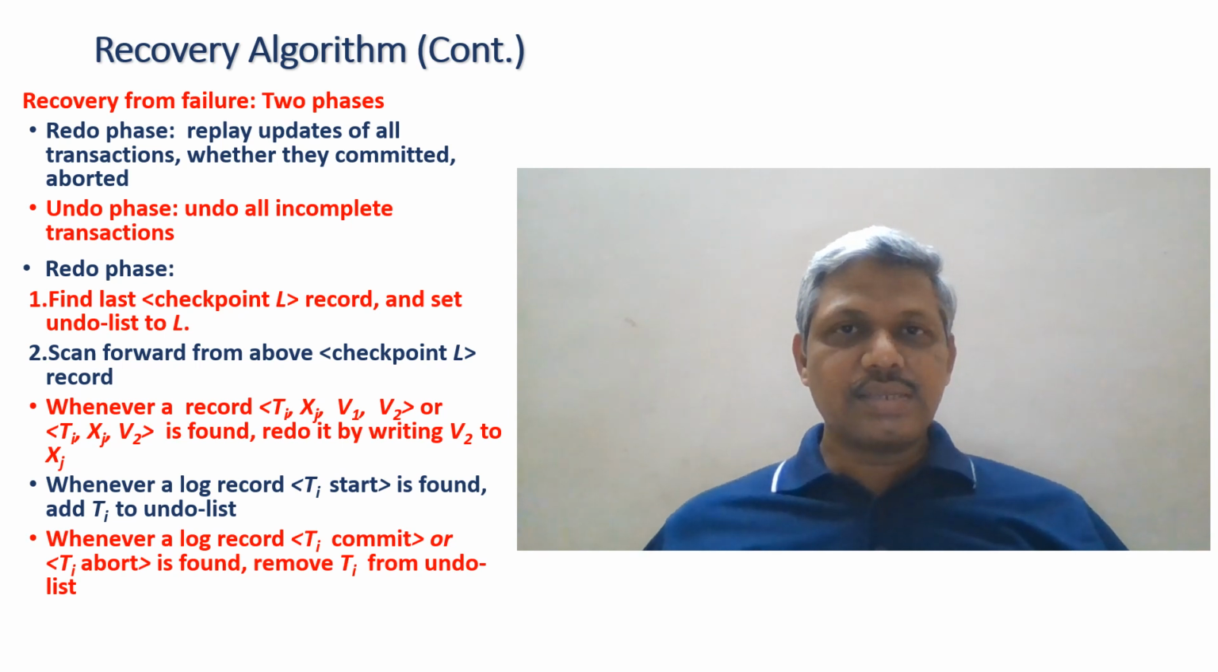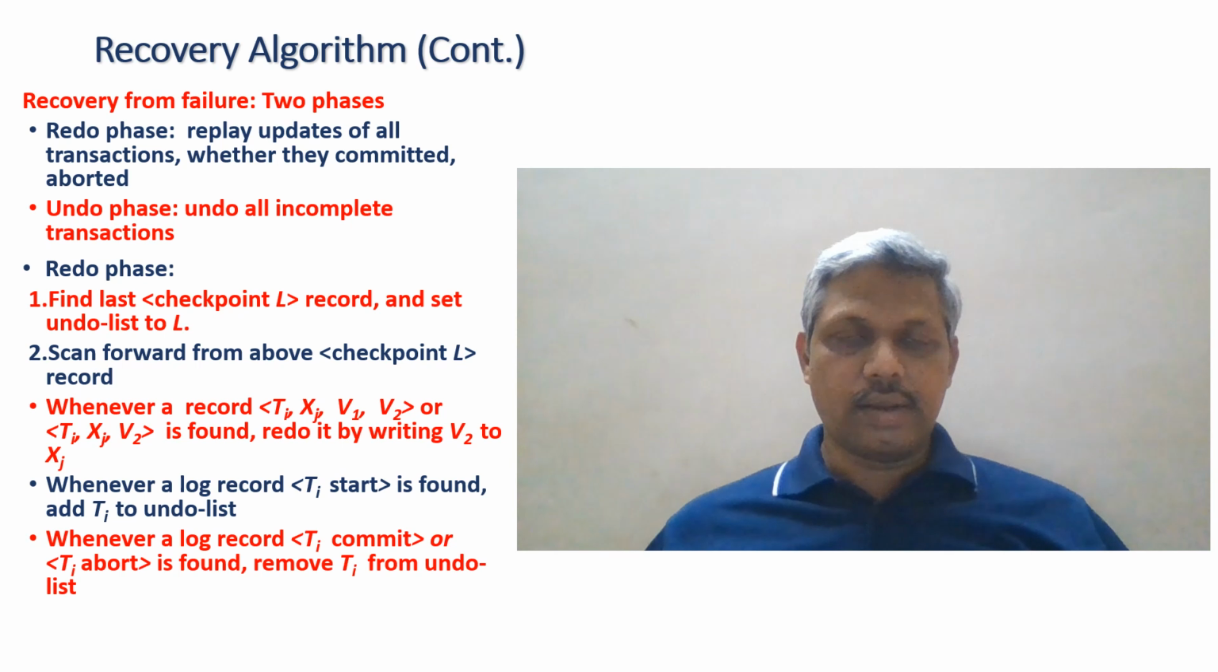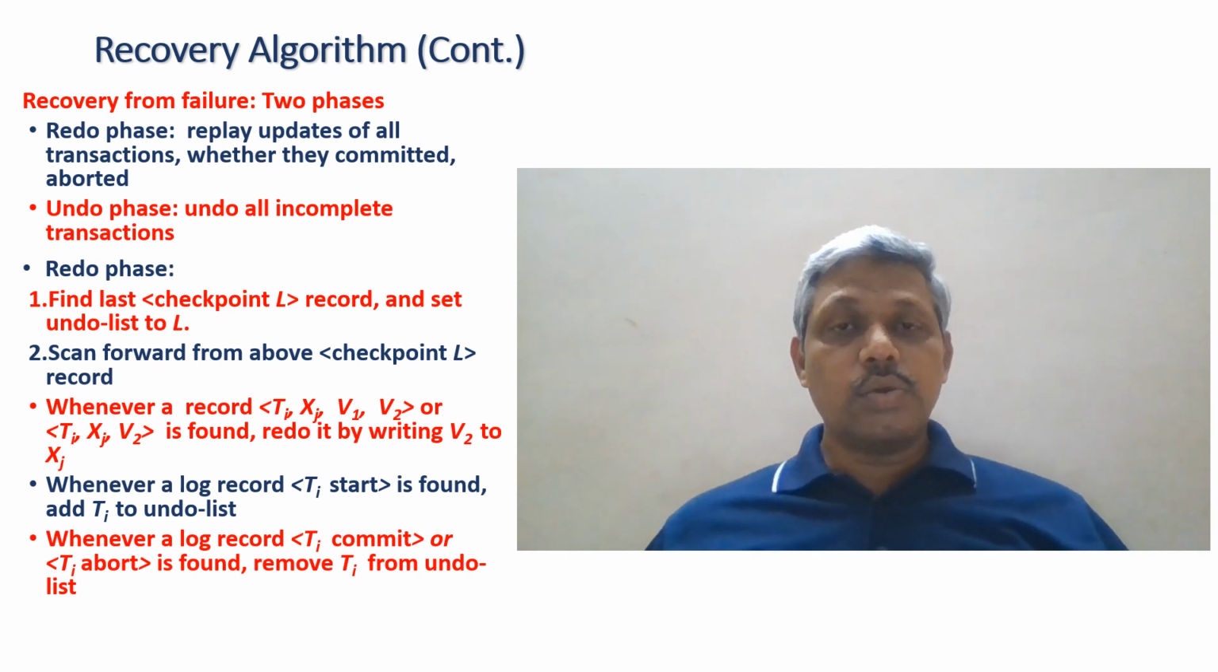That means there is a possible transaction which may need to be undone if it is not committed or aborted. So we'll create a to-undo list and add the TI to the undo list. In this process, keep on scanning all the log records, and once you come across TI commit or TI abort for a particular transaction, you remove that corresponding transaction from the to-undo list.